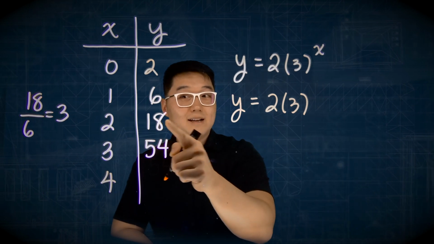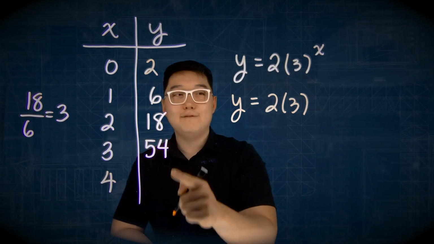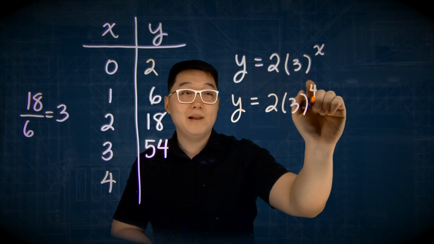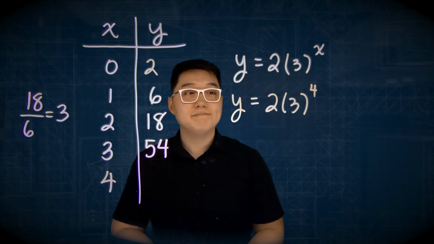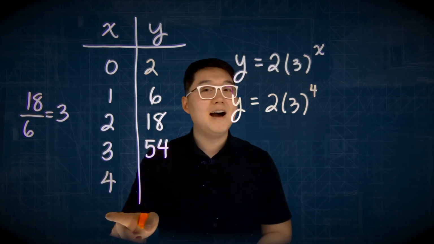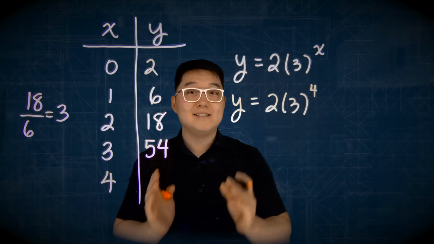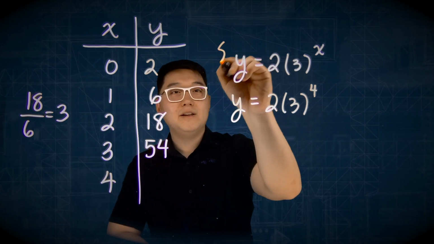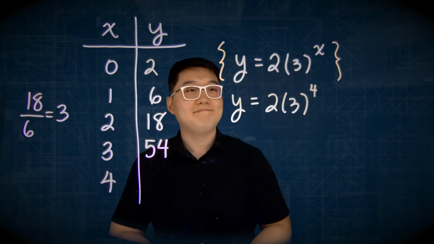not just once, not just twice, not just 3 times, but 4 times. We just plug in x as 4. We can do the same thing for 5 or 100 or whatever x I choose. So the equation looks like this. And there you go.